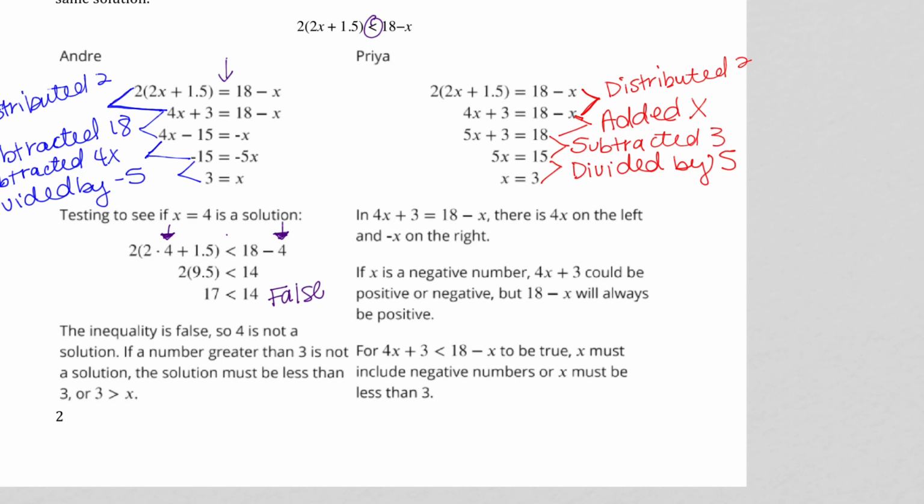Personally, I prefer plugging a number in because it gives you a straightforward answer. You can see it. I understand what she's doing on the right. If that works for you, then by all means use it. But make sure you can explain why you know that x is going to be less than 3. You need to be able to explain it. Either you need to explain it the way Priya has or a similar way, or you need to be able to say, I plugged in x equals 4 and 17 is not less than 14.